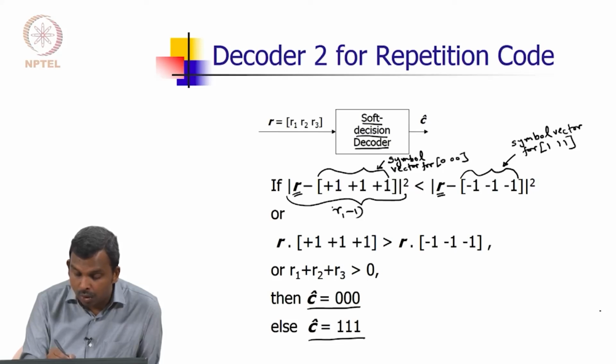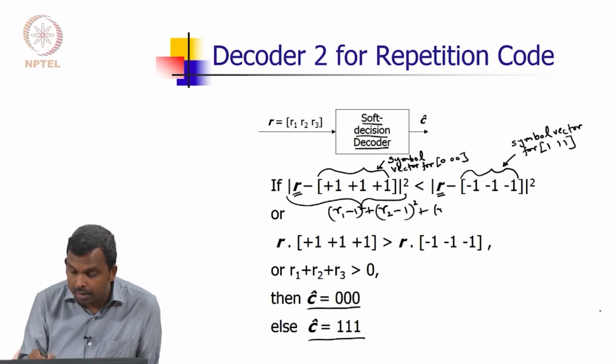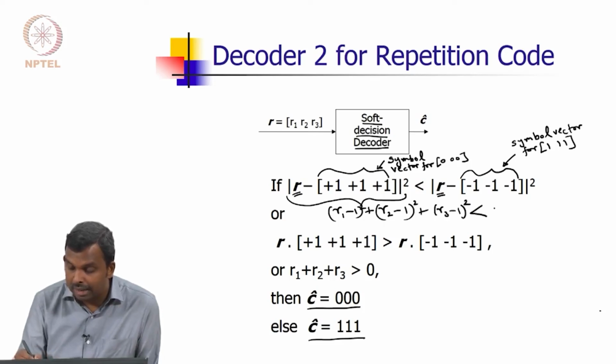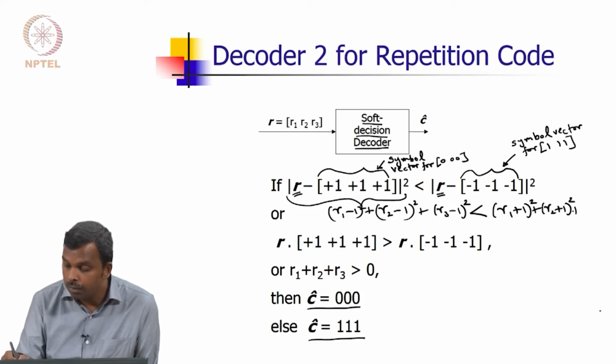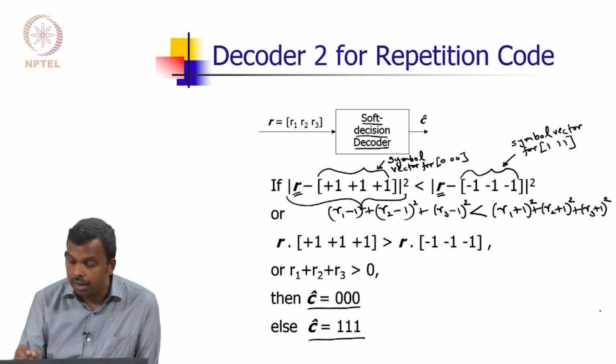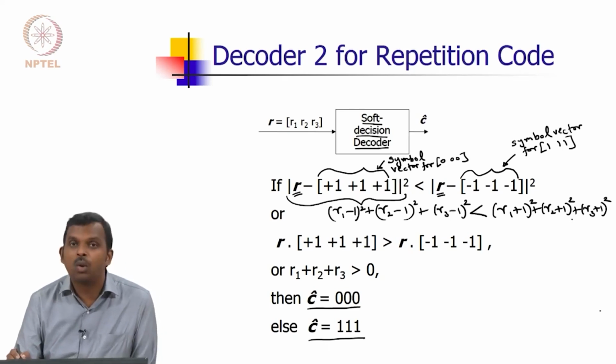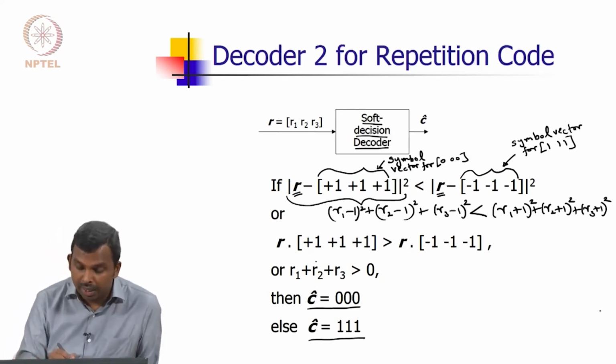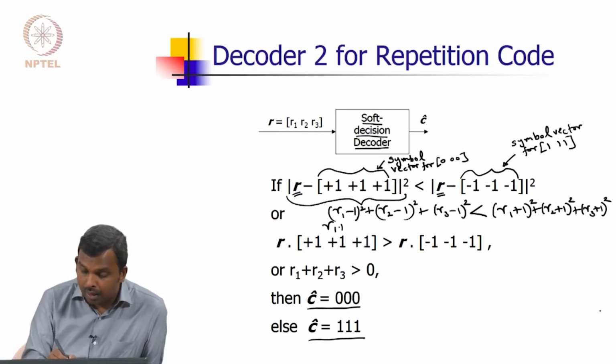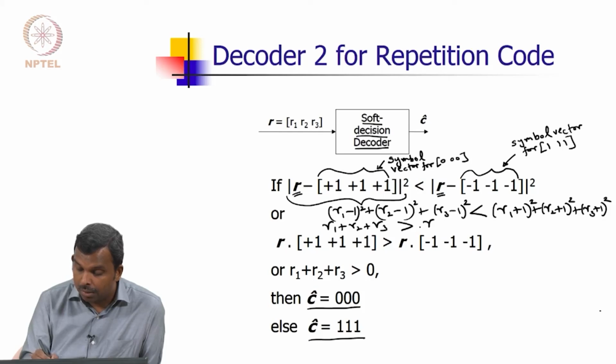This is (R1 minus 1) whole squared plus (R2 minus 1) whole squared plus (R3 minus 1) whole squared is less than (R1 plus 1) whole squared plus (R2 plus 1) whole squared plus (R3 plus 1) whole squared. Now, let me write this a little bit more cleanly. So, now you can expand this out, there will be a lot of cancellation and this will simply reduce to R1 plus R2 plus R3 greater than minus R1 minus R2 minus R3.